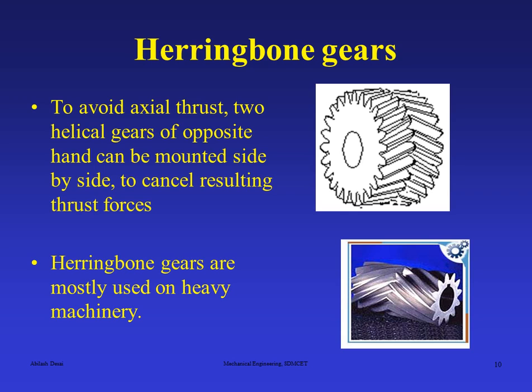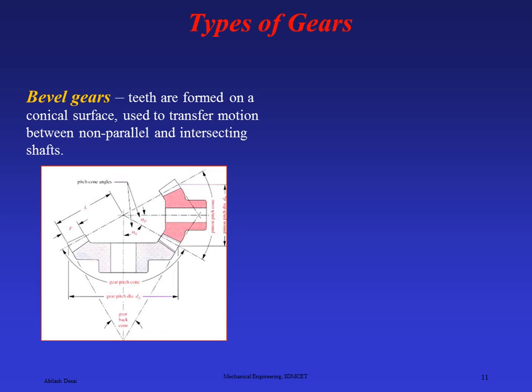Then herringbone gears are also there. To avoid axial thrust, two helical gears of opposite hand can be mounted side by side to cancel the resulting thrust forces. There you can see that figure. Herringbone gears are mostly used on heavy machinery. So where very heavy machinery is required, there you can use this herringbone type of gears.